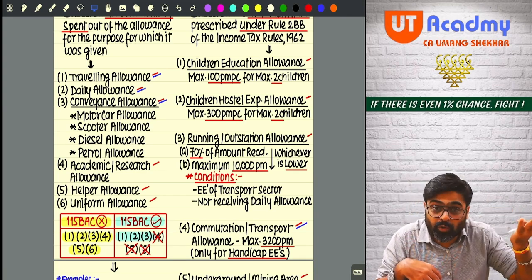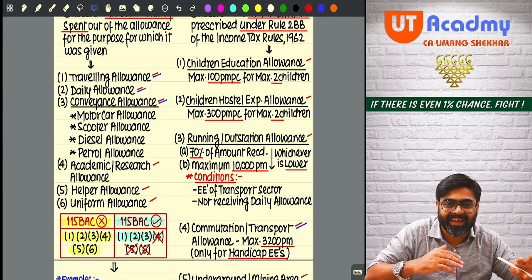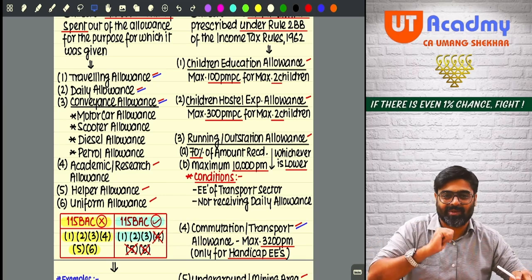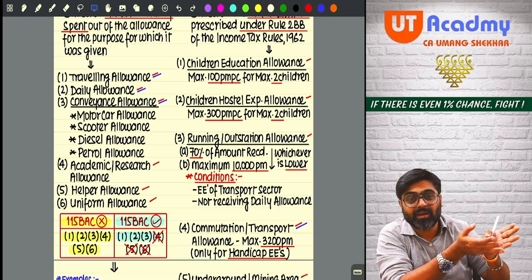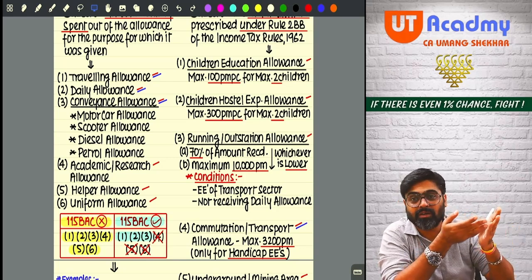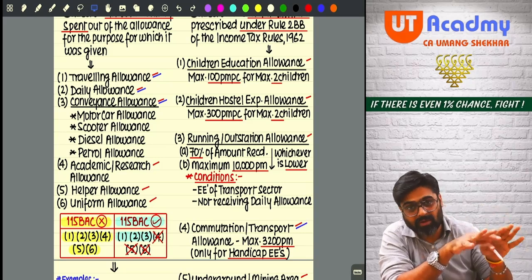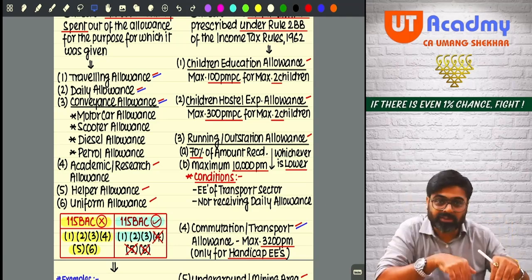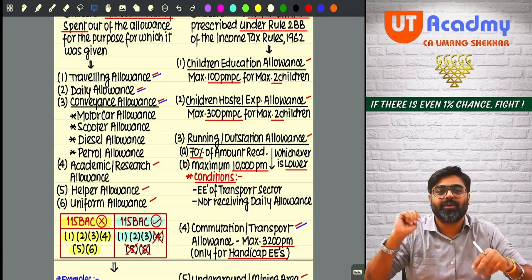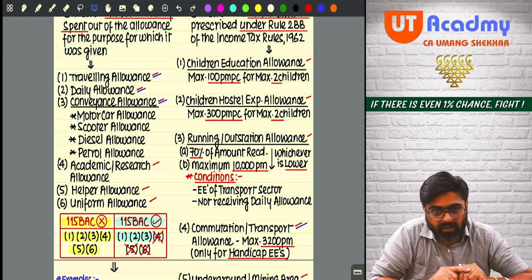So to get all those things done, your employer will give you money, academic allowance or research allowance. Out of that money, spend the money on your learning, your studies, education, yes or no? And whatever money you spend, from that you will learn something new which will be used for performing your duties only. Getting my point? So academic or research allowance can also be given.